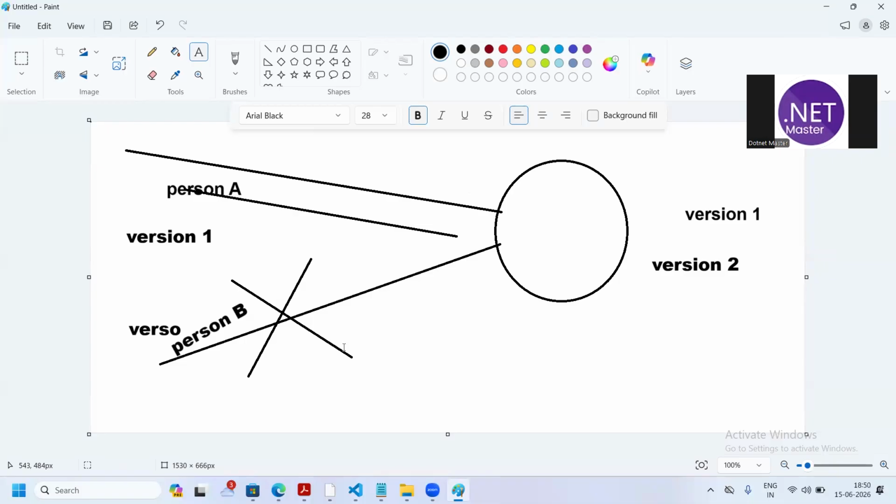So we are not halting and we are not waiting, whereas in pessimistic locking we halt the user and make them wait. But here we are not going to wait. Once the transaction is updated to version 2, it is simply rejected for person B. This is called optimistic locking.